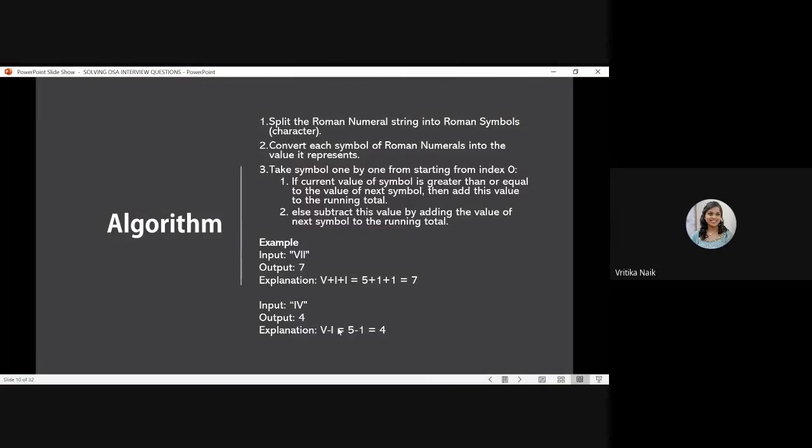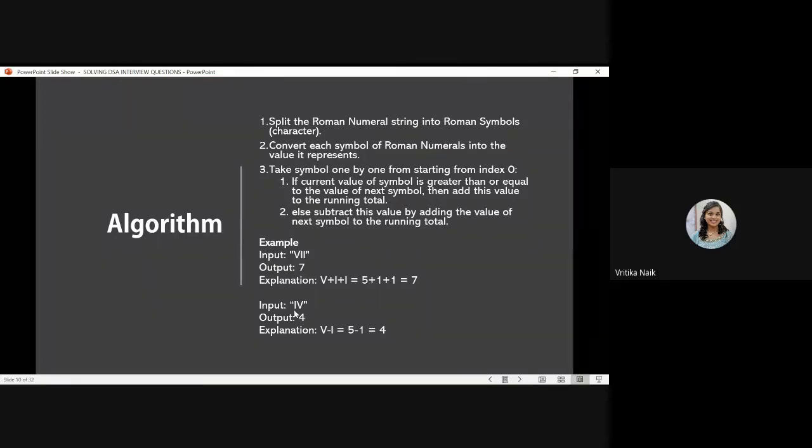If you want, let me explain it again. I got confused a little. So here we took V and we had 5. And then we had a 1 and 1. Now we are comparing this with the next one. This number is greater than this, so add it. You do it for greater or equal. So 5 plus 1 is 6, plus 1 is 7.